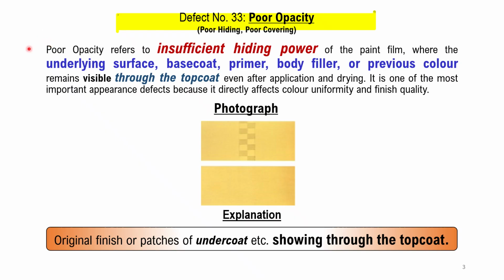Poor opacity refers to insufficient hiding power or poor coverage of the paint film where the underlying surface, base coat, primer, body filler, or previous color remain visible through the top coats, even after application and drying. It is one of the most important appearance defects because it directly affects color uniformity and finish quality.